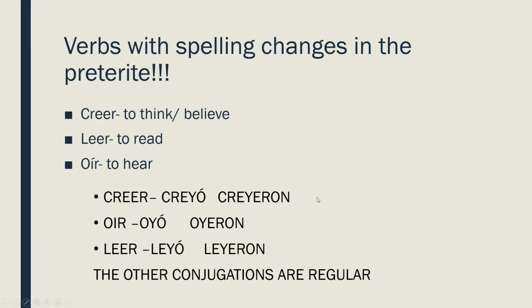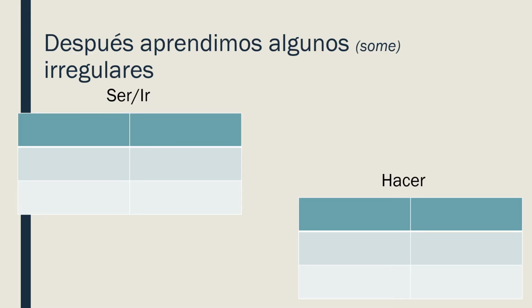All right. We also worked on some irregulars. We did ser and ir right away. Those two did the exact same thing. You had to memorize them, but they're fun to say. What were they? Fui, fuiste, fue. Fuimos, fuisteis, fueron. Muy bien.